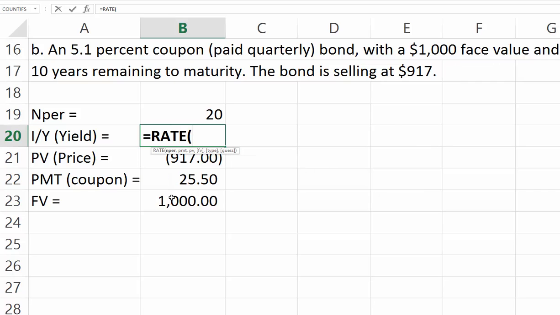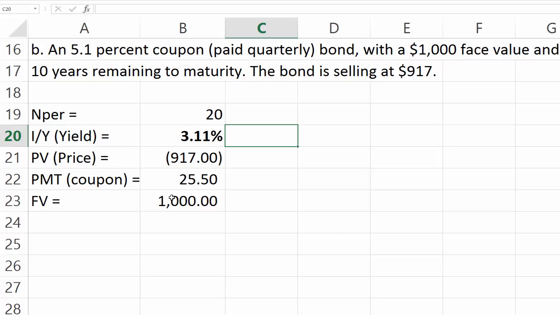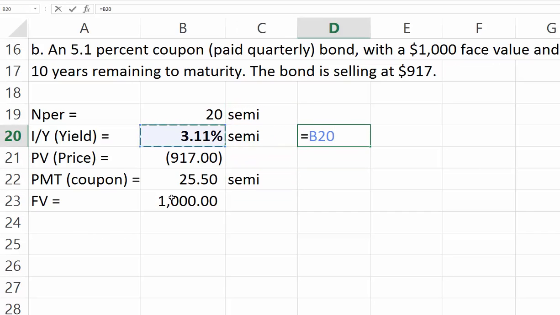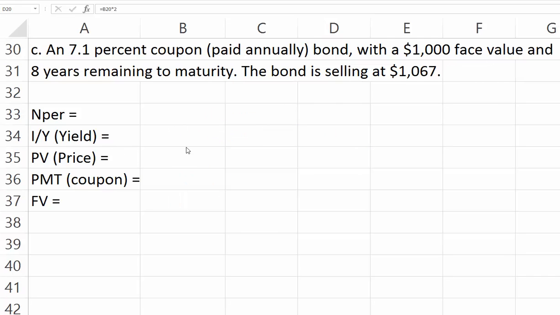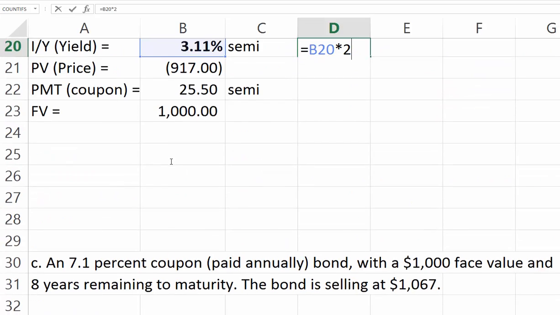We estimate the rate and we find that there's 20, 25, 917, and this is the semi-annual rate. Remember that this is semi-annual, this is semi-annual, this is semi-annual as well. Therefore, the answer we get in order to find the nominal annual rate with semi-annual compounding is this answer, 6.23%. Finally, we have another bond that is currently selling at a premium.